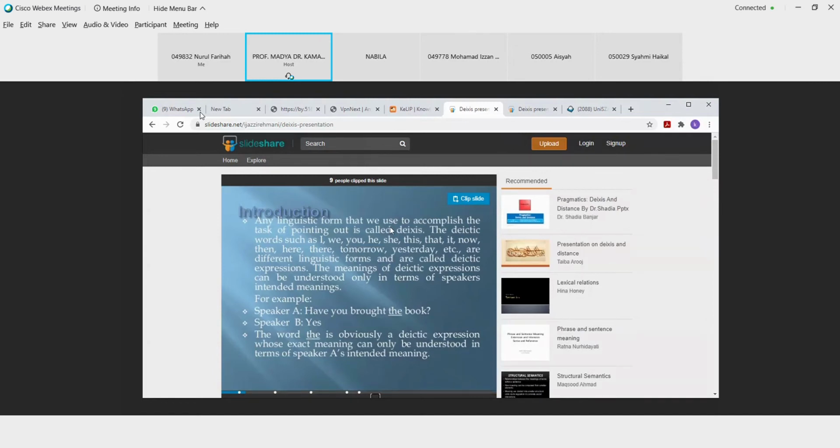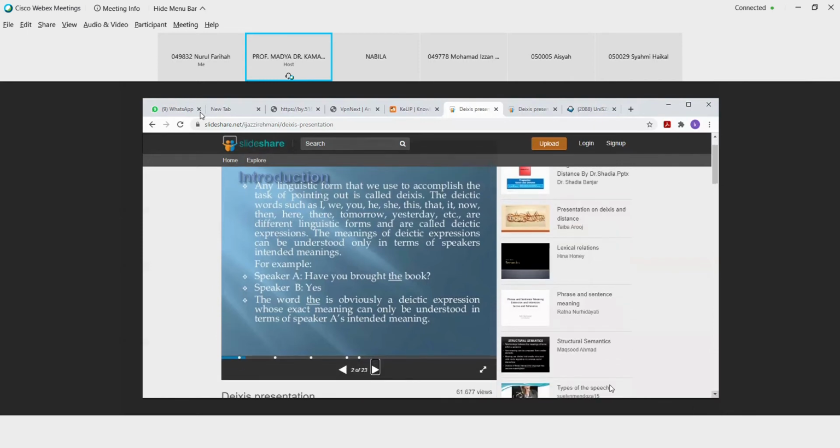So we have three things that we will need to know about deictic, and when it refers to a person, deictic expressions will actually accumulate in the form of pronouns. We can see here, for example, I, we, you, he, she, this, that, and also tomorrow, yesterday, then, here, there. All of these are called deictic expressions.